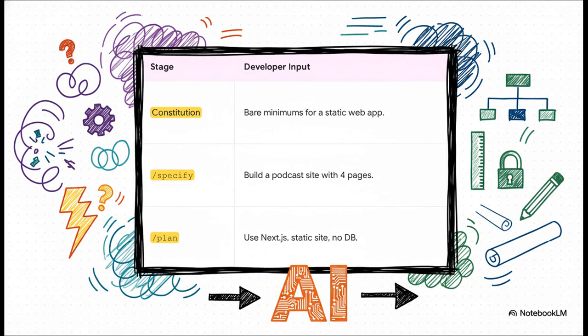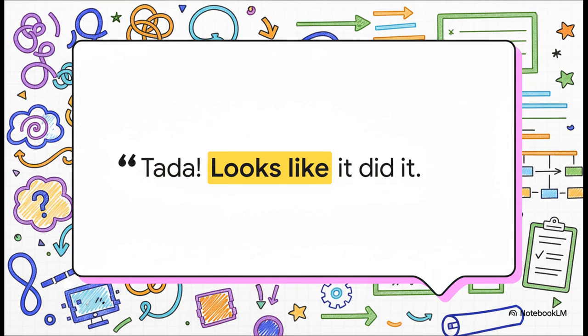And here, you can see exactly how the developer gives their input. For the Constitution, they just set some bare minimum rules for a static web app. Then, using a command like /specify, they lay out exactly what pages the site needs, a landing page, an episodes page, and so on. Then, with /plan, they get specific about the tech stack. Use Next.js, make it a static site, no databases. See? Every step is a clear, direct instruction for the AI to follow. So the AI takes all these structured inputs, right? It breaks down the entire job into little individual tasks and just starts knocking them out one by one.